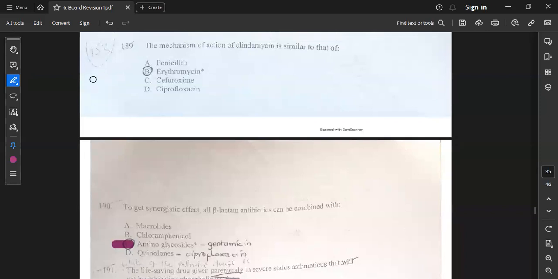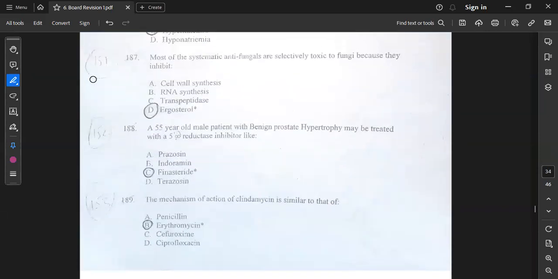Next, the mechanism of action of clindamycin is similar to that of erythromycin, yes. Penicillin and cefuroxime, we know they're cell wall inhibitors. And Cipro is a topoisomerase 4 inhibitor, right?